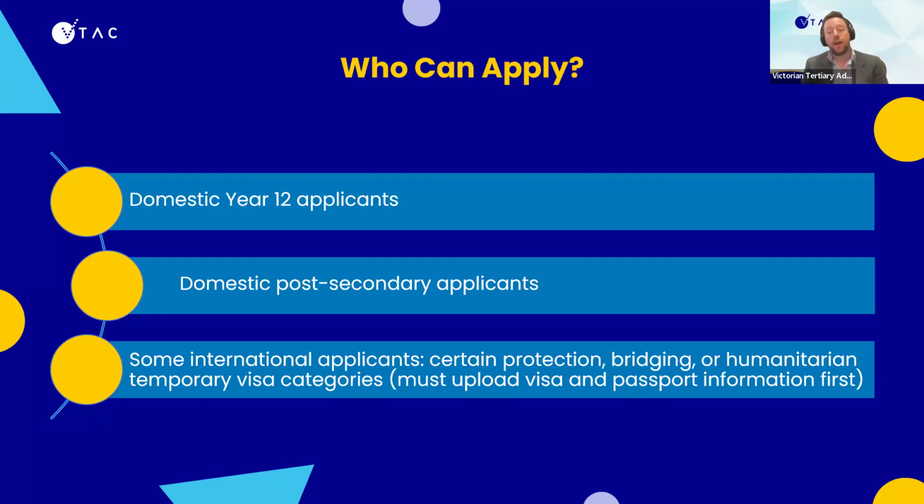Most international Australian Year 12 applicants are not eligible to apply for equity schemes through VTAC and are encouraged to contact institutions directly to see if other entry and access programs are available. However, asylum seekers on certain visa subclasses can apply for equity schemes.